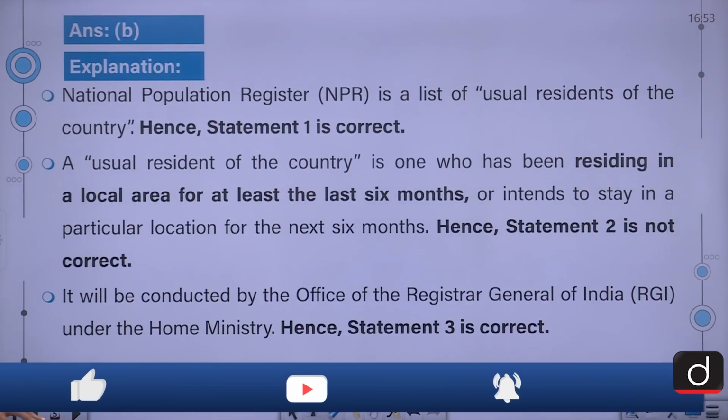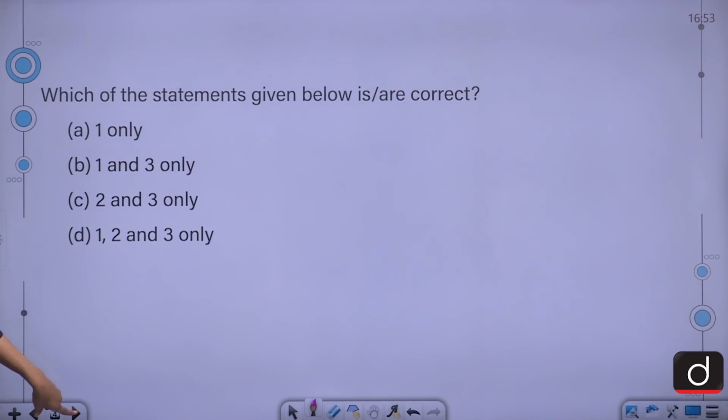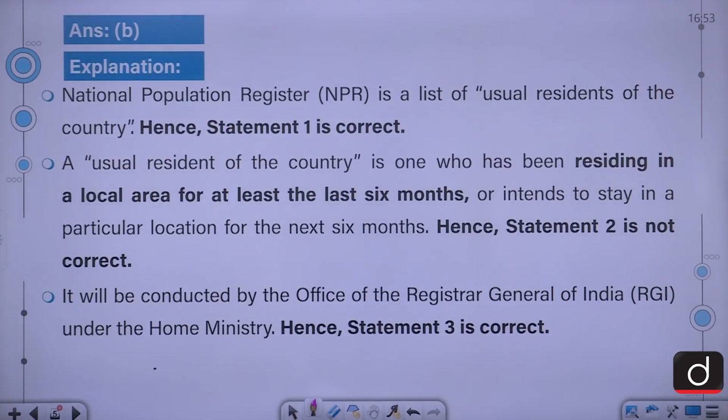The correct answer to this question is B, that is 1 and 3 only. The first and the third statements are correct. I hope you have answered it correctly in the comment segment. The National Population Register is a list of usual residents of the country, not only the citizens. A usual resident of the country is one who has been residing in a local area for at least the last 6 months or intends to stay in a particular location for the next 6 months. It will be conducted by the Office of the Registrar General of India under the Home Ministry.